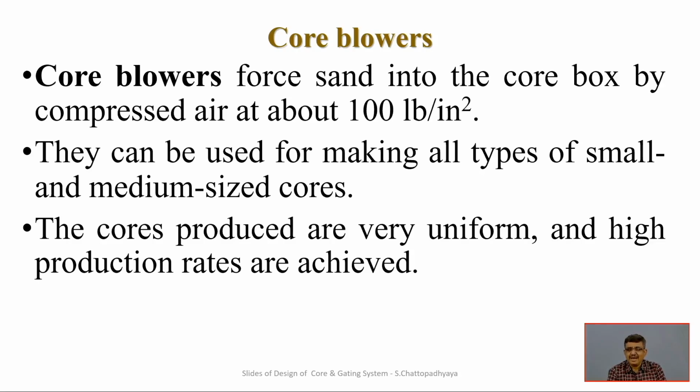Just look like that, but compaction has to be at an appropriate level, otherwise the strength of the core will be jeopardized with the turbulent flow of the molten metal at the time of casting. And the cores are produced very uniformly, and high production rates are achieved because of the small die and other things with those blowers, appropriate compaction, and appropriate use of the core making sands.